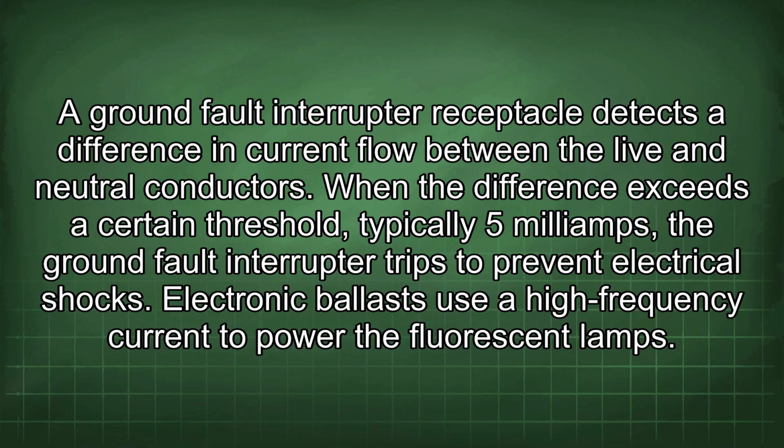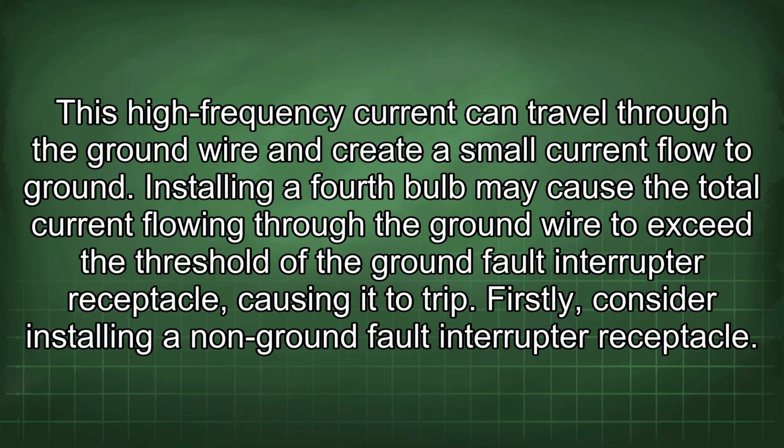Electronic ballasts use a high-frequency current to power the fluorescent lamps. This high-frequency current can travel through the ground wire and create a small current flow to ground. Installing a fourth bulb may cause the total current flowing through the ground wire to exceed the threshold of the ground fault interrupter receptacle, causing it to trip.